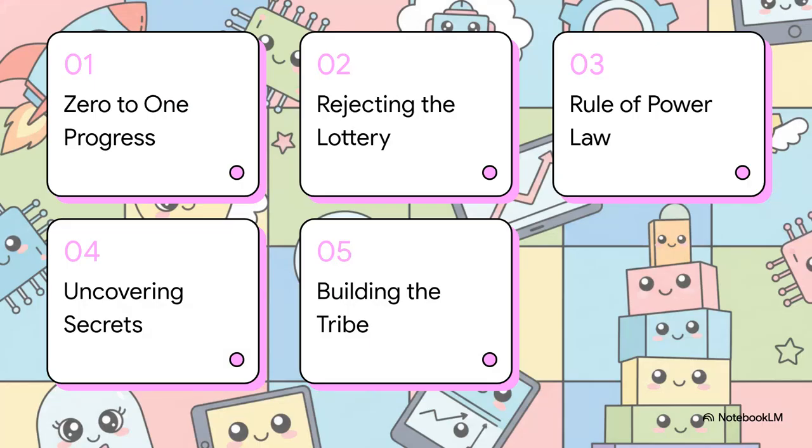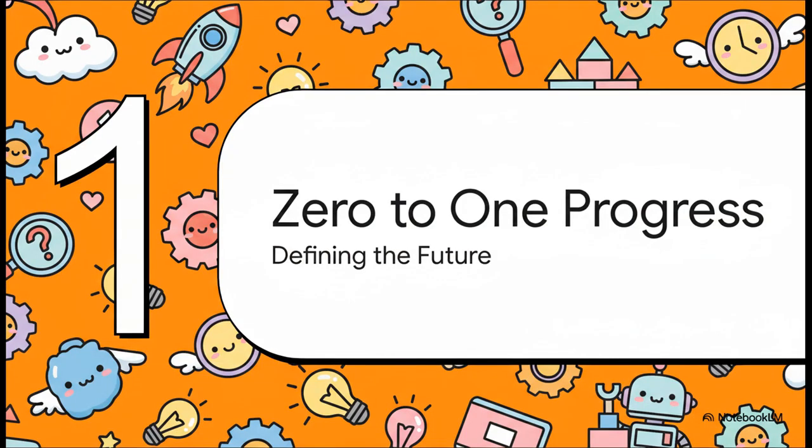Okay, here's our agenda, a quick roadmap of the contrarian mind. We've got a 5-step deconstruction today. First, 0 to 1 progress. Then, rejecting the lottery ticket. Third, the rule of power law. Fourth, uncovering hidden secrets. And finally, building the startup tribe. Let's get right into it. Starting with Section 1, 0 to 1 progress.